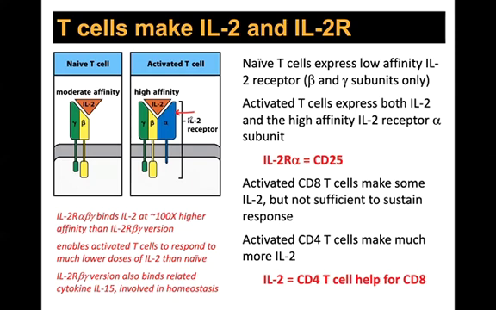Now, the dogma is that IL-2 is coming from CD4 cells. But in reality, CD8 T cells will make some IL-2. But without CD4 help, that's not enough IL-2 to sustain them, and they'll eventually die off. So activated CD4 T cells make much more IL-2. And if we ever talk about CD4 help for CD8 cells, it's really just IL-2 production.